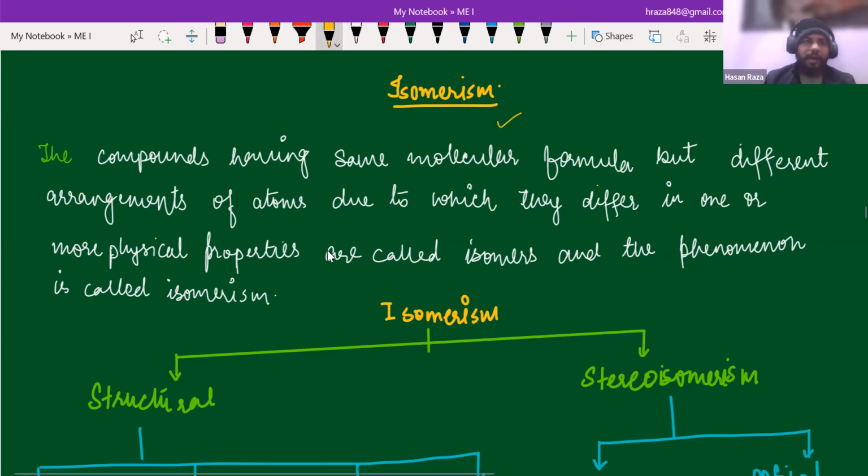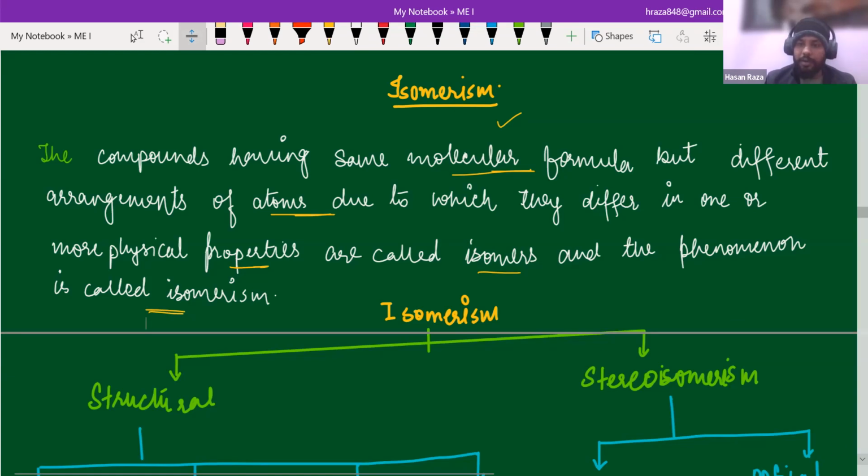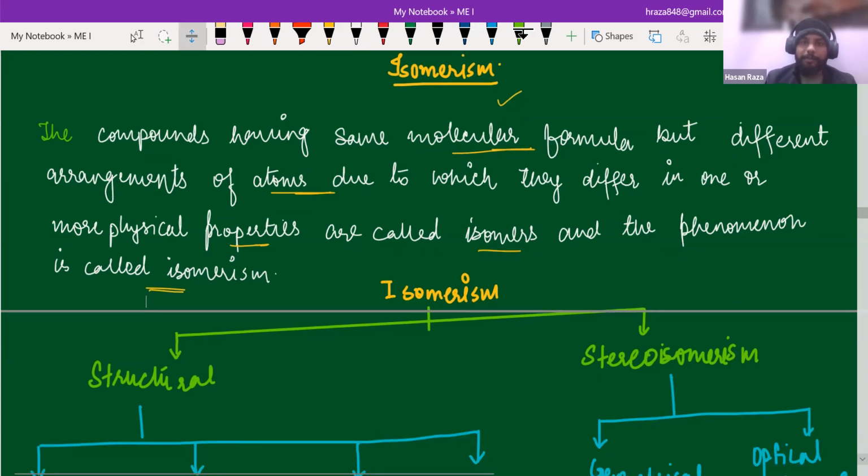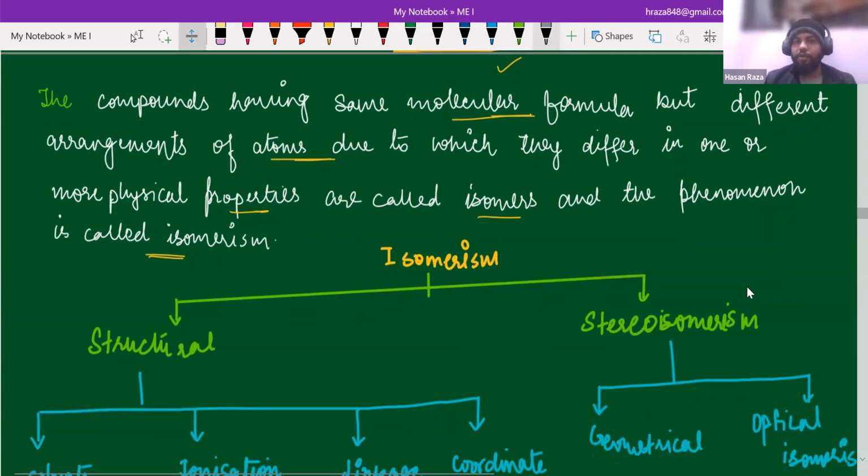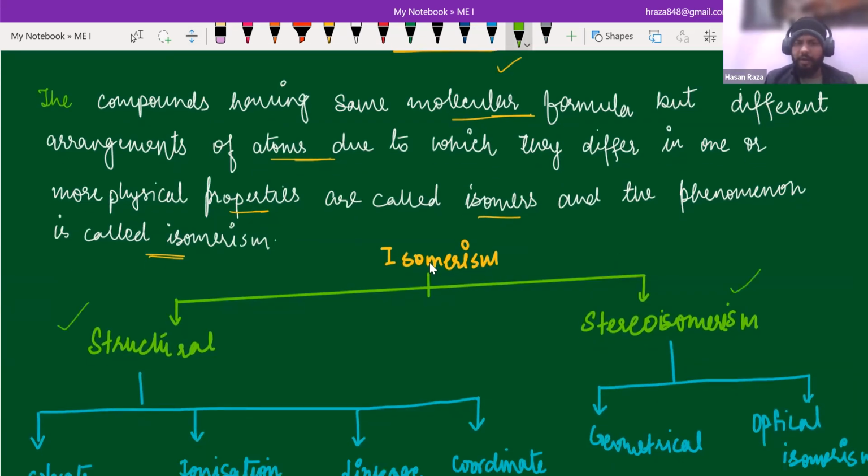Okay. So basically, what is isomerism? As you can see, I already have written that compounds having same molecular formula but different arrangements of atoms, due to which they differ in one or more physical properties, are called isomers, and the phenomenon is called isomerism. Now here, isomerism is of two types. One is structural isomerism and another is stereoisomerism. So just write it and then I will explain one by one.